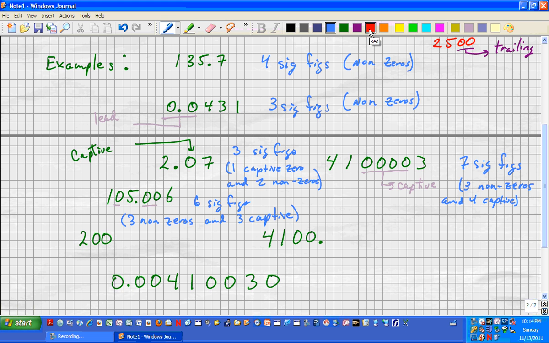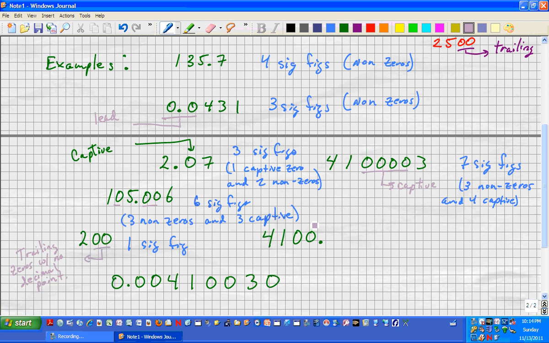200, no decimal point. That would give me a grand total of exactly 1 sig fig. These guys are trailing zeros with no decimal point. So because there's no decimal point there, those zeros are not significant.